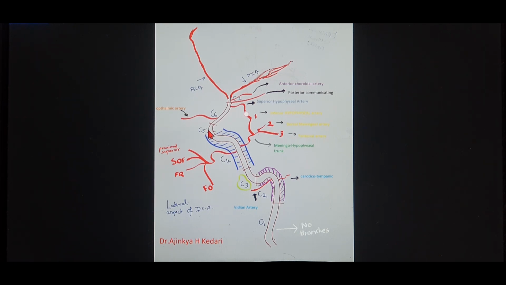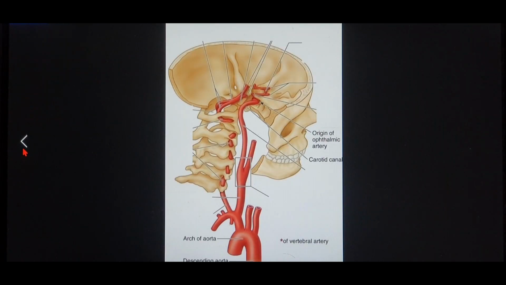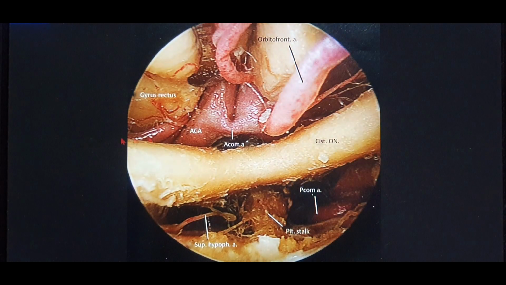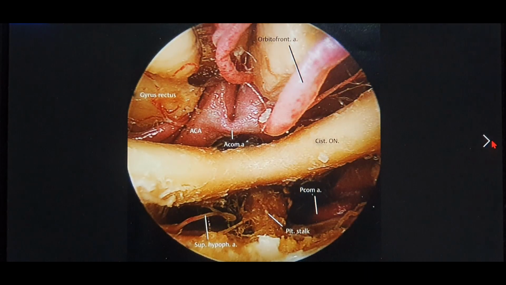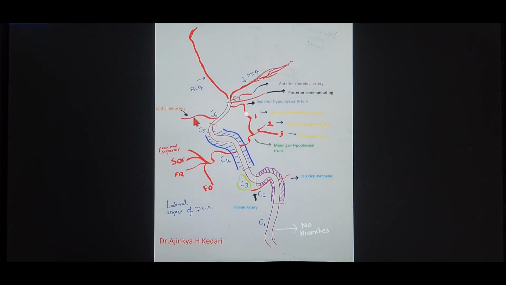C5, which is the clinoidal segment, has no branches. We move further up to C6, also called the supraclinoidal or the ophthalmic segment. It has two main branches, and one is the ophthalmic artery, which we saw some time back. You can see this is the ophthalmic artery. It arises on the superior medial aspect and then turns laterally. Same here, that's the ophthalmic artery arising from here.